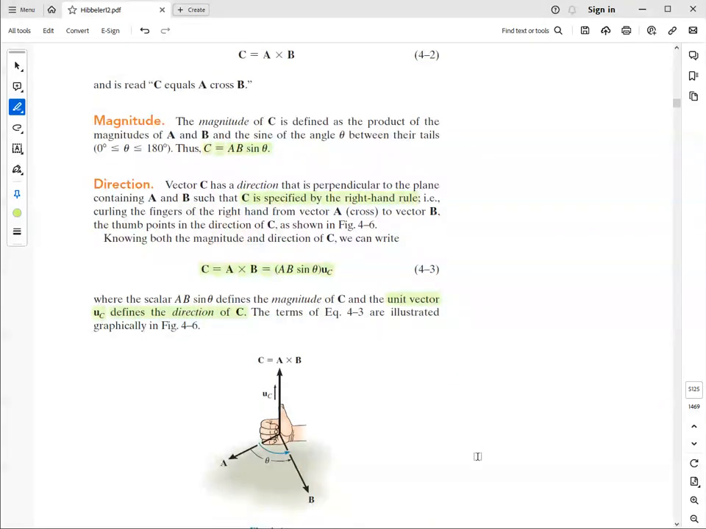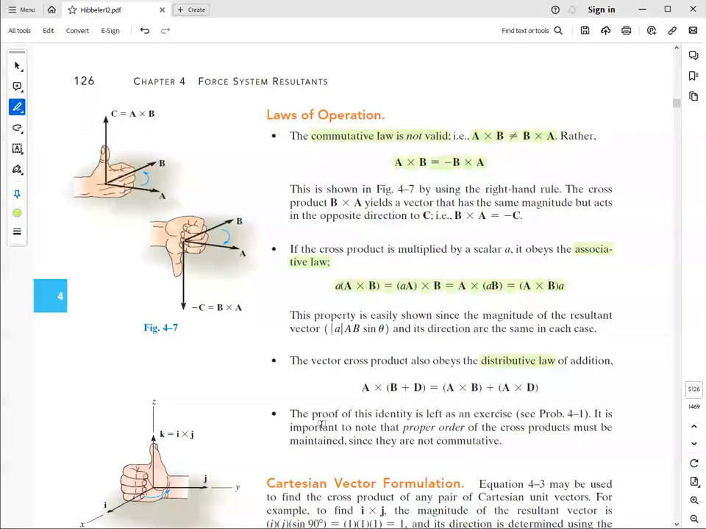Okay, so it's shown here. So I have vector A that I cross with B. I'm taking the angle between A and B on the shortest path, and with the right-hand rule, I'm going in the direction from A to B, that is, and I get the orientation of the unit vector associated with the cross product, UC. Okay, and some properties of cross products.